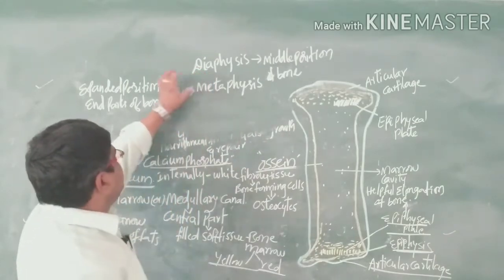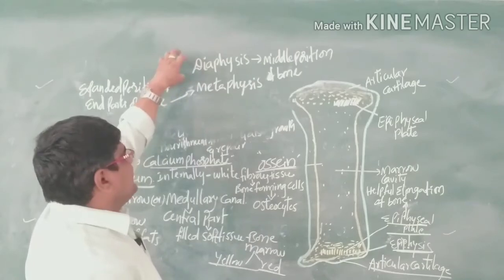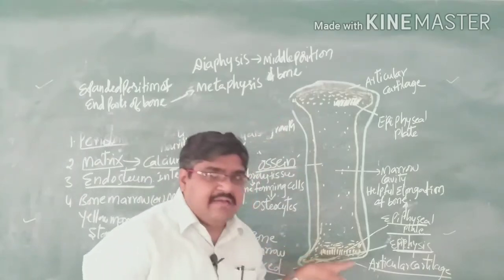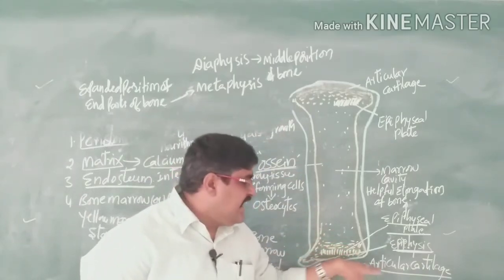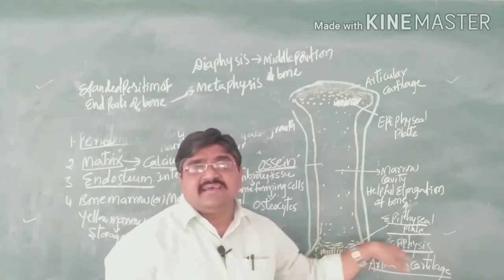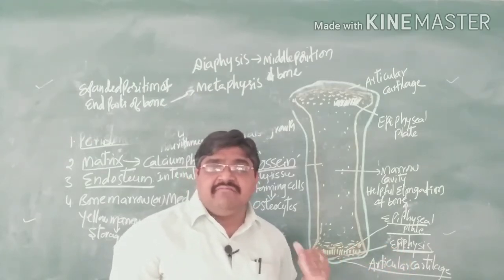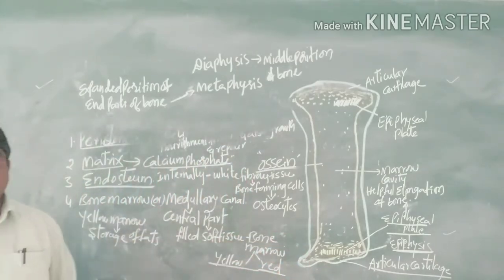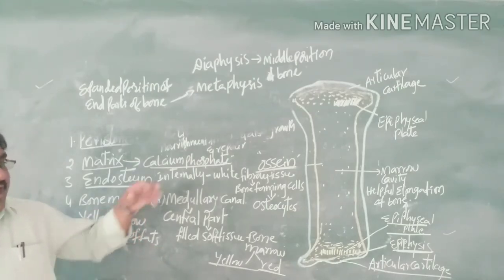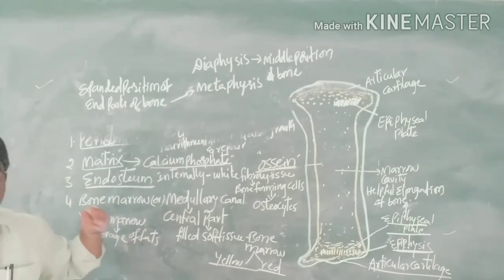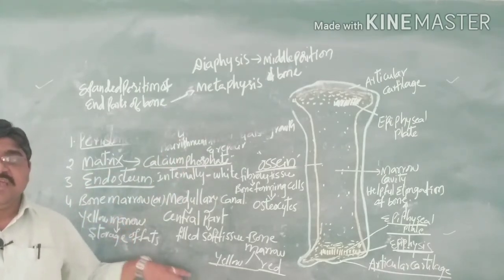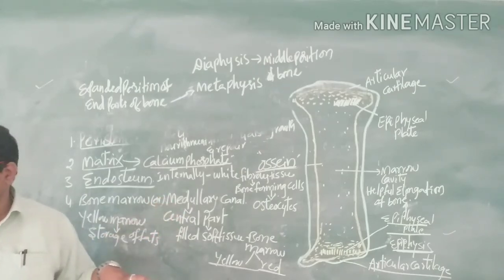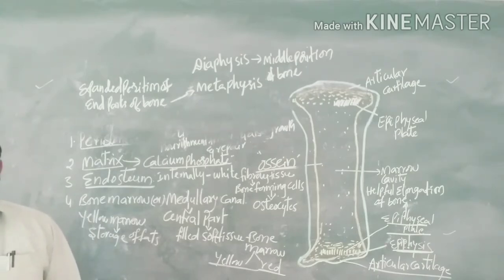The middle part of the bone is called as diaphysis, and the expanded portion of the end parts is called as metaphysis, and above that a capped portion is presenting, that is called as an epiphysis. So in between epiphysis and metaphysis there are epiphyseal plates, which are helpful for the elongation of the bone. So this is a typical structure of the bone.